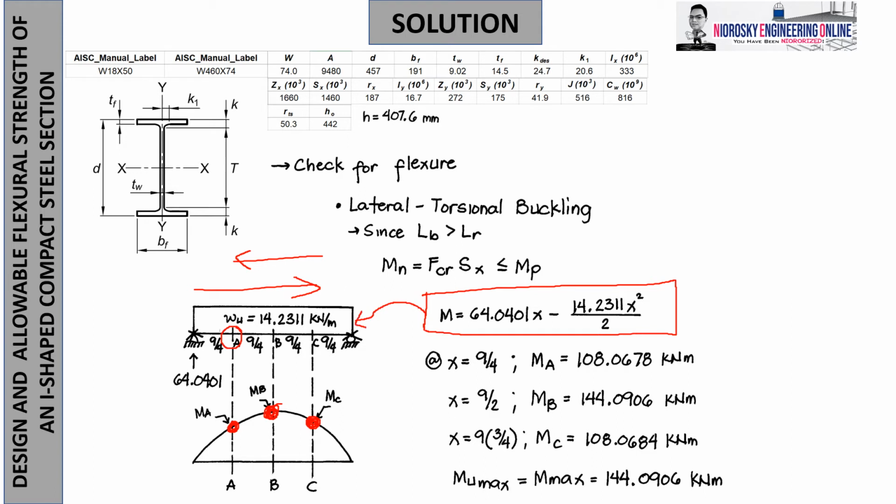Kasi ito, 64.0401 kilonewton as a reaction. So, dahil wala naman changes to the equation, to the load, na consistent naman sa W sub U, so this equation will represent the entire span. So, given the function of x, at x is 9/4, that will represent M sub A, at x is 9/2 or 1/2 of the brace length, and 3/4 of the brace length. So, MA, MB, MC. Then you will get this.